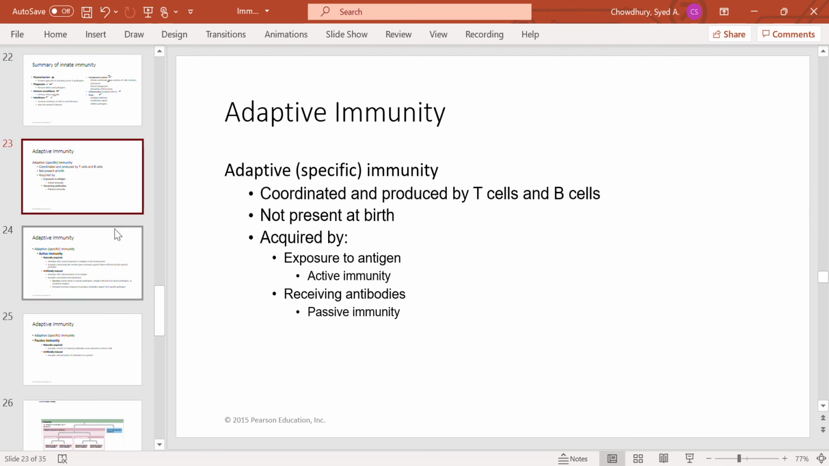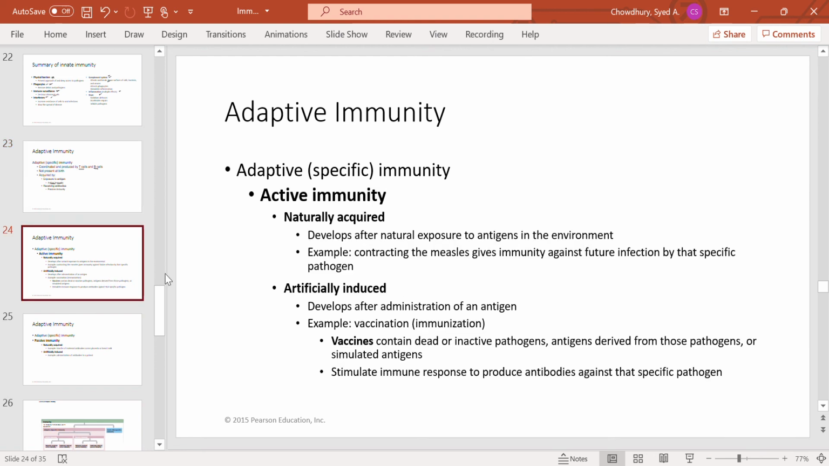Okay, now adaptive immunity. B cell mediated immunity is one type of adaptive, and T cell mediated another type of adaptive, right? And I mentioned that the adaptive could be active or passive, and both active and passive could be naturally acquired and artificially acquired. That means natural and artificial. Okay, so let's do here. Adaptive could be active or passive.